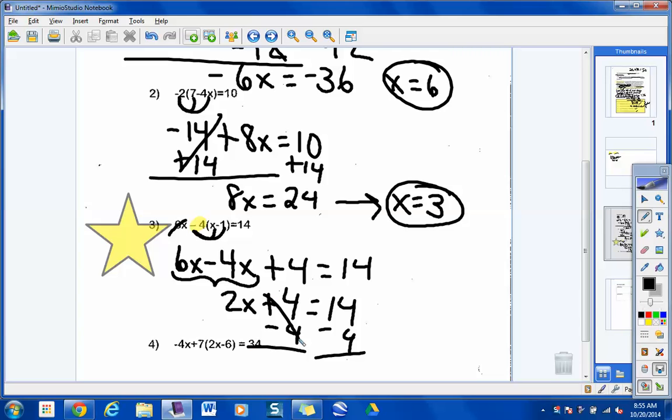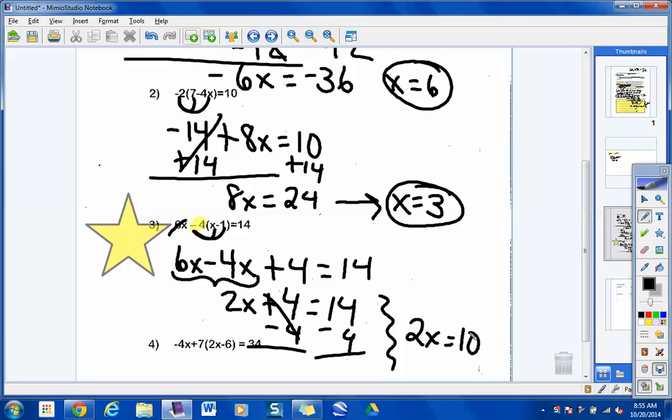You guys agree? What's 2x going to equal from this then? What's 2x going to equal? What is 14 minus 4? 10. Go 10 divided by 2. Where am I? 5. X is 5.